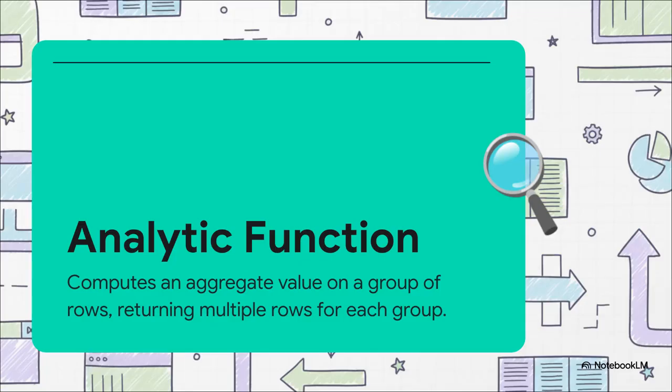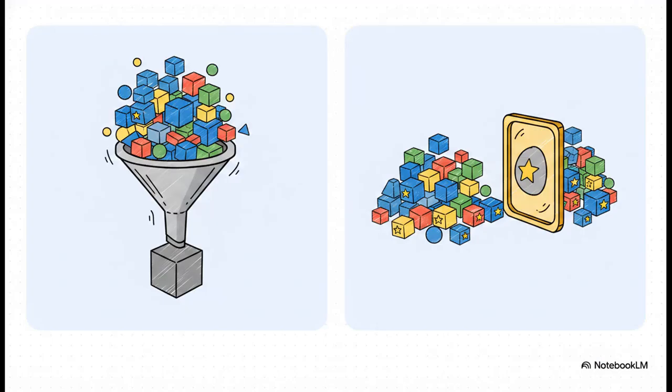So here's the magic key that actually solves our problem. Right from the Oracle reference manual, analytic functions compute an aggregate value based on a group of rows. But, and this is absolutely crucial, they return multiple rows for each group. That group of rows is called a window. Basically, this means you can finally have your cake and eat it too. You get to pull the departmental average and see it sitting right next to the individual employee's name on the exact same row.